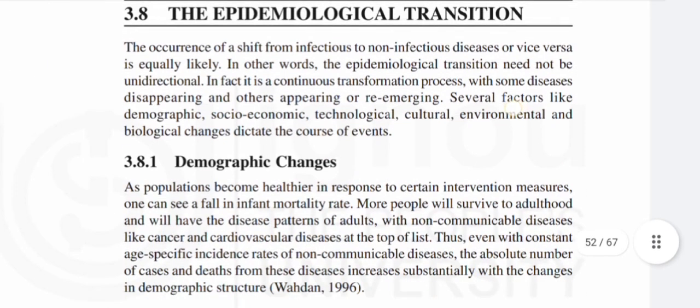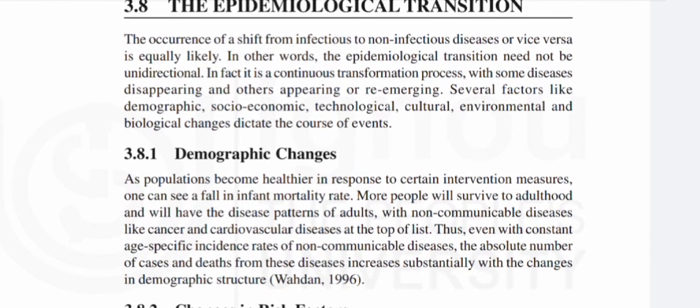The epidemiological transition: the occurrence of a shift from infectious to non-infectious disease or vice versa is equally likely. In other words, the epidemiological transition need not be unidirectional. In fact, it is a continuous transformation process with some diseases disappearing and others appearing or re-emerging. Several factors like demographic, socioeconomic, technological, cultural, environmental, and biological changes dictate the course of events.